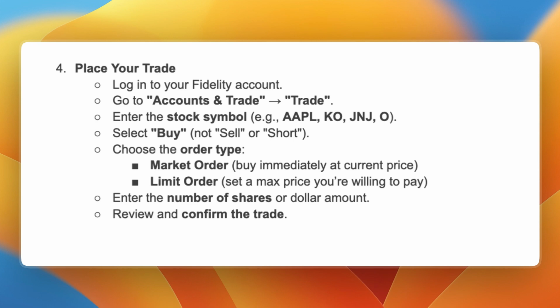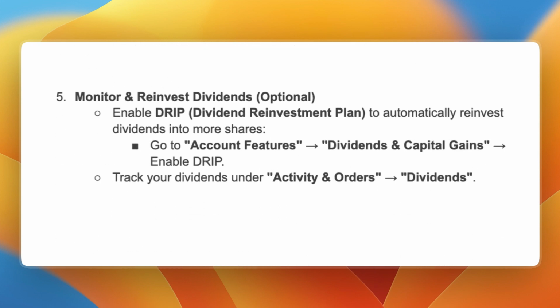So you can do market order, which will buy immediately at the current price if the market is open, or limit order, where you set a max price you are willing to pay. Then enter the number of shares or dollar amount and review and confirm the trade. And then the final step, which is optional, is to monitor and reinvest dividends.